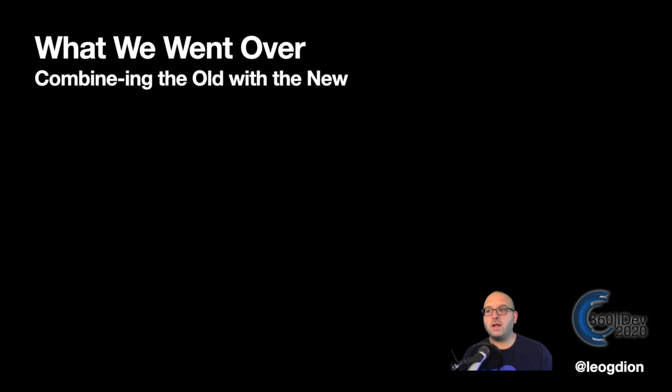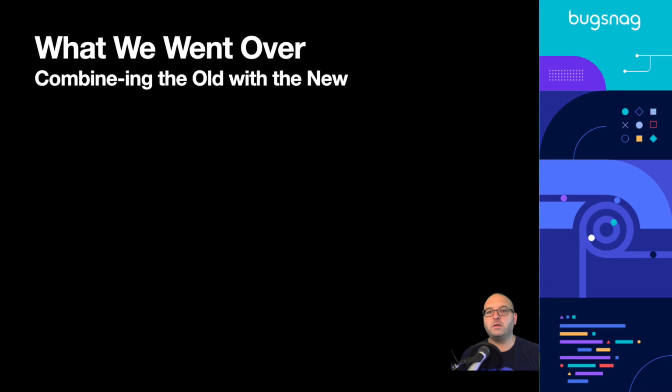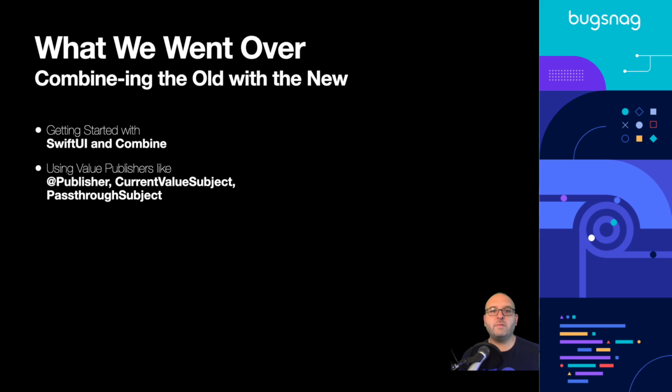We've gone over a lot today, so let's go over exactly what we talked about. First, we started off with getting started with SwiftUI and Combine and some of the basics there. We then talked about using value publishers like the Published property wrapper or CurrentValueSubject, or if you don't need to actually store the subject.